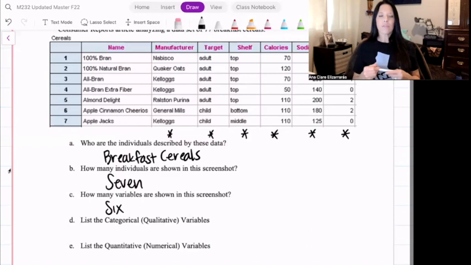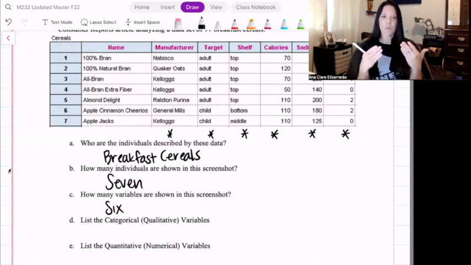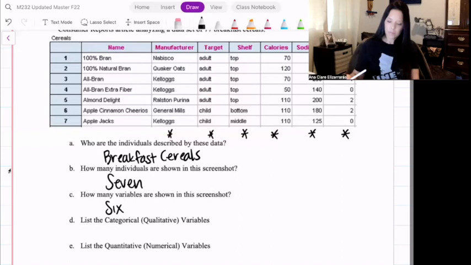The categorical variables are the ones that describe the category. Again, it may be a number, but it's just a number that it doesn't make sense to find the average of. The manufacturer is categorical, the target audience is categorical, and the shelf is categorical. The numerical variables are calories, sodium, and fat, because it makes sense to find the average calories in the cereal, the average sodium level, the average fat. It's not the only way to determine whether something's numerical. That's just what I think of when I'm trying to determine whether something's categorical or numerical.